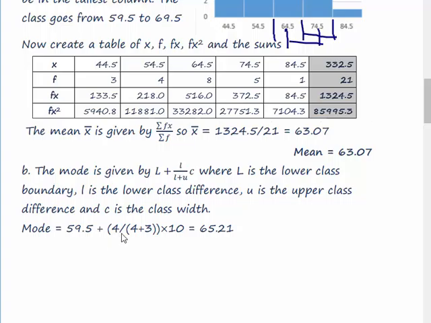Let's just check that. 4 over 7 is about a half. A half times 10 gives us 5. 59.5 plus 5 is 64.5. So a value of 65 looks okay.